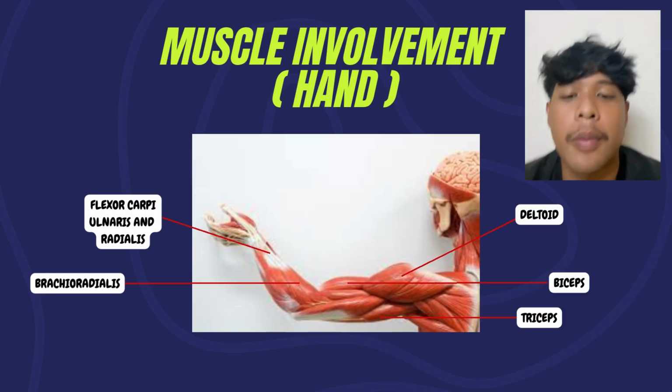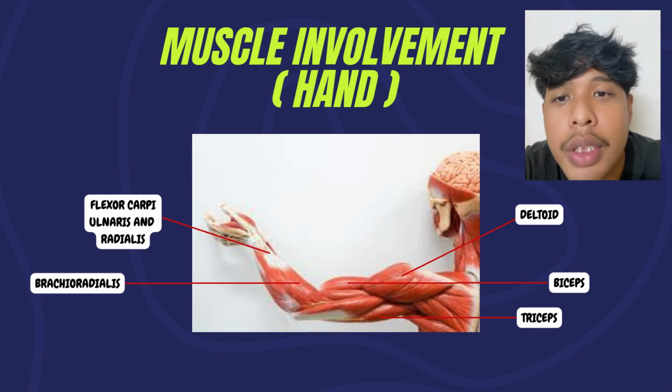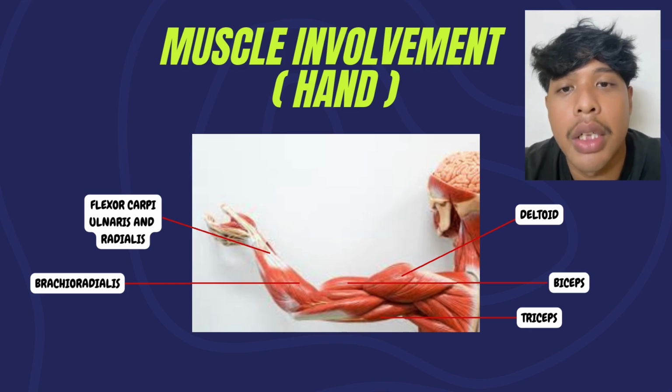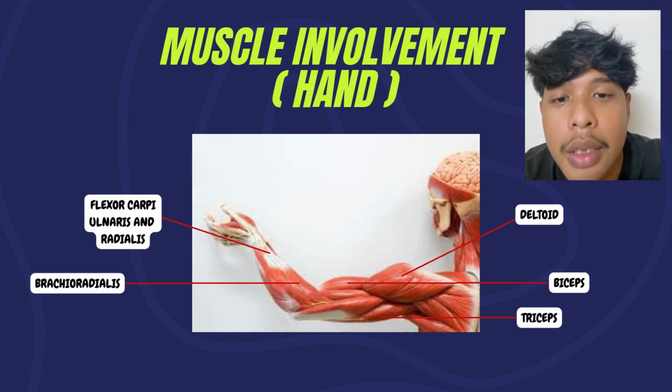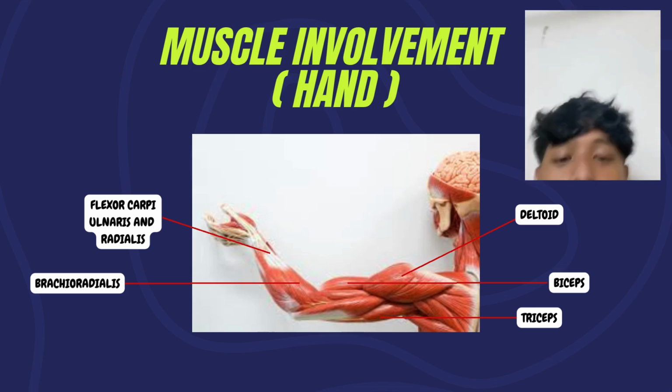Okay, thank you. Okay, next, this is muscle involvement in hand, which is we have a flexor carpi ulnaris and radialis, which can help in wrist movement and gripping. For the second, we have a brachioradialis, which helps in bending the elbow, and deltoid controls shoulder movement, and bicep helps in bending the arms, and then the triceps, which can help in strengthening the arm.